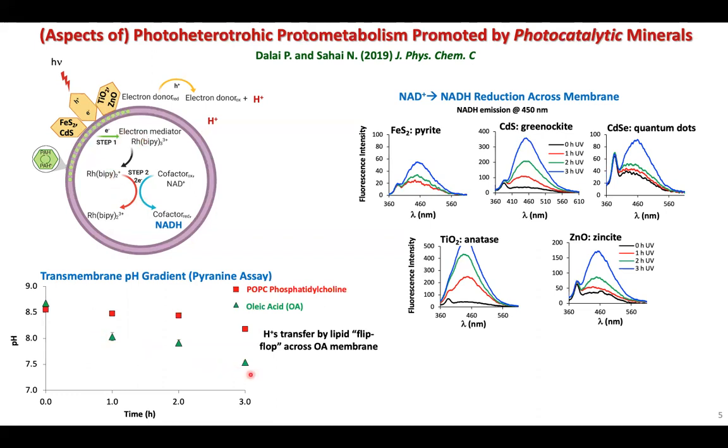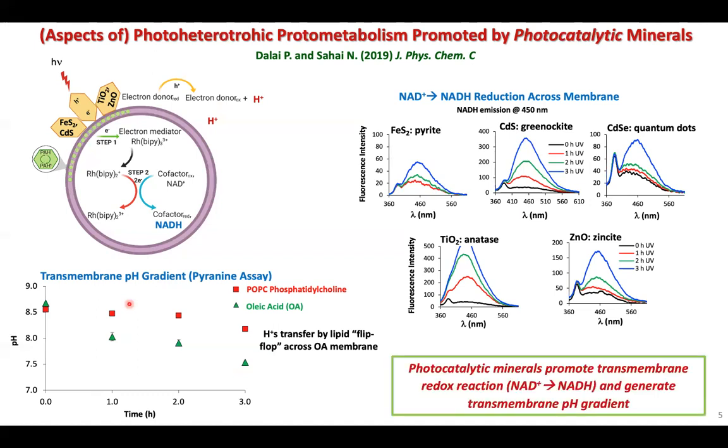However, when you have a fatty acid membrane, which is much more flip-floppy, it picks up, evidently, some protons from outside the membrane and flip-flops and brings them inside, and that's why the pH inside started to drop. And so these oleic acid membranes are actually being used to tell you, although it's an internal pH measurement, that the protons were being generated outside and then being brought in. So basically, photocatalytic minerals of different kinds do promote transmembrane redox reaction, specifically of NAD+ to NADH, and do generate a transmembrane pH gradient.